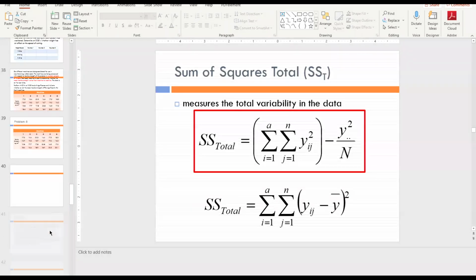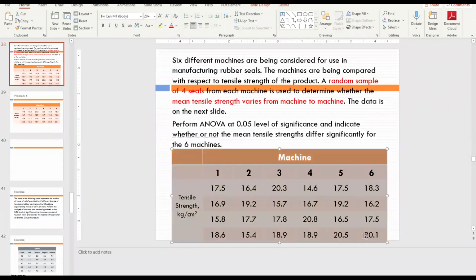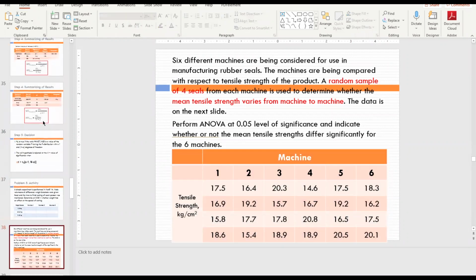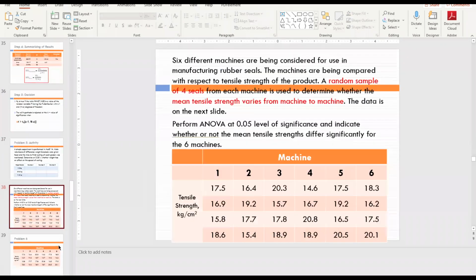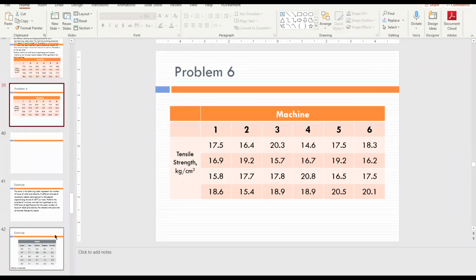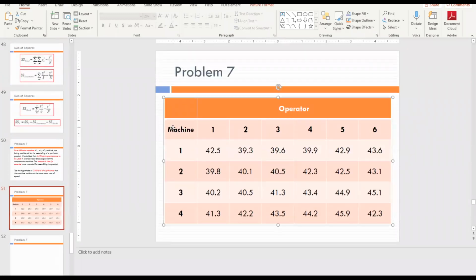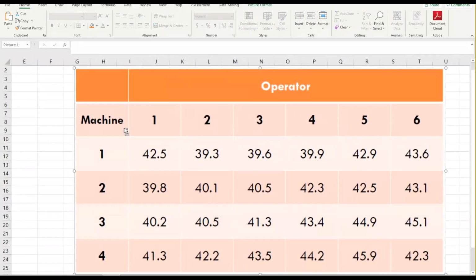Okay, so let's take this data. Kunin natin yung data na to. Hindi. Sorry. Dito pala. Kaya pala nagtaka ako. Ay. Picture pala to. So, sige. Yan natin. Copy natin one by one.